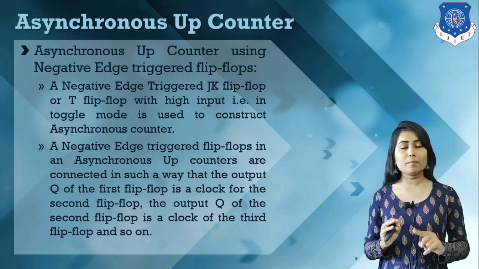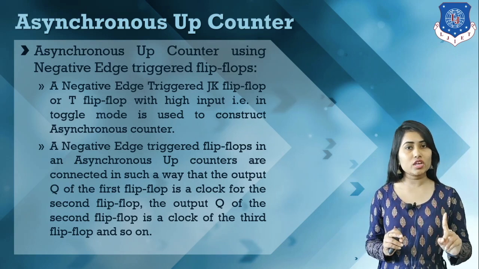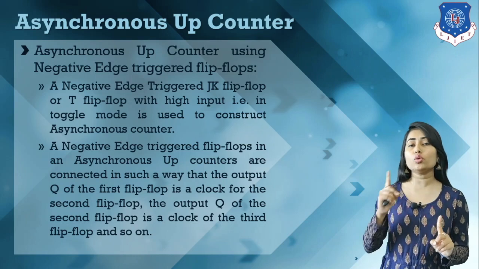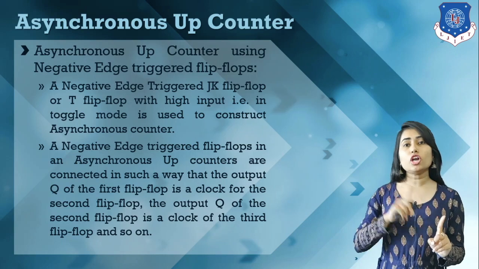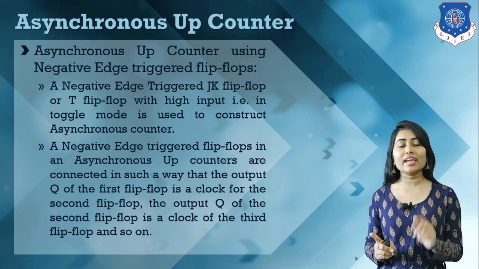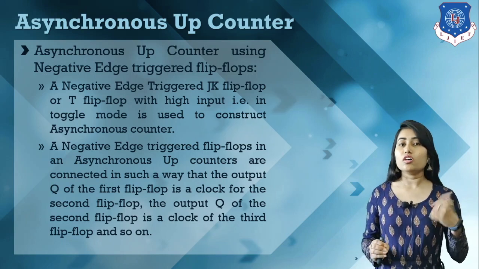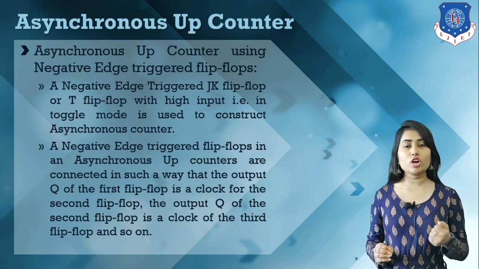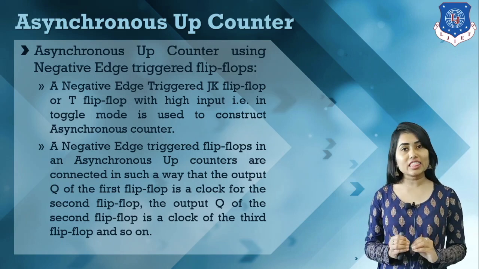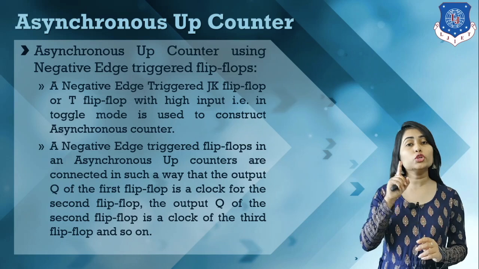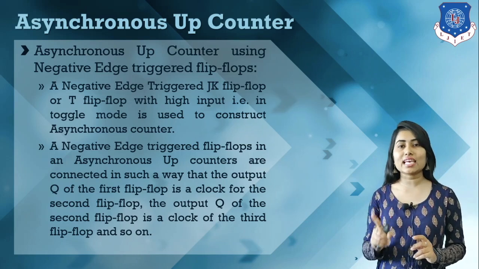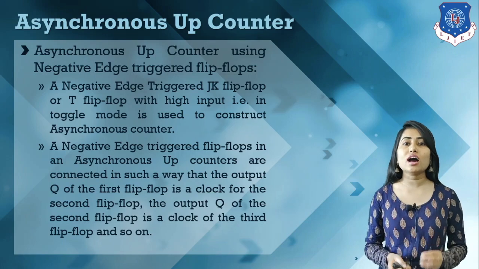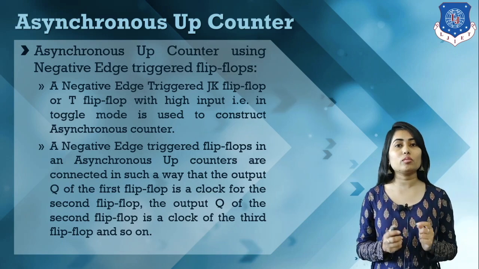Remember, whenever we have negative edge triggered flip-flops and we want to count in an upward direction, that means from small to large, the first flip-flop has an external clock signal, and then we apply output Q as the clock for the second flip-flop. So this is how the asynchronous up counter can be constructed.